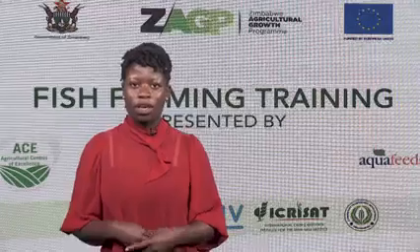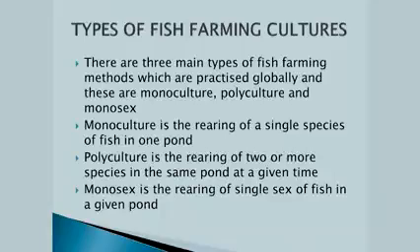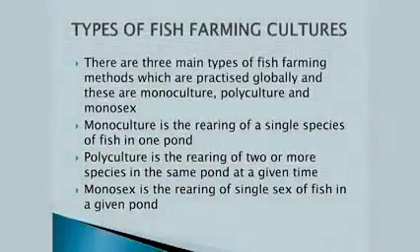And there are three main types of fish farming methods which are practiced globally, and these include monoculture, which is the rearing of a single species of fish in one pond, and polyculture, which is the rearing of two or more species in the same pond at a given time. For example, the keeping of Nile tilapia, that is our breams, and the catfish in one pond. And the third one is the monosex, which is the rearing of a single sex of fish in a given pond. For example, you can keep all males only or all females only in the same pond.